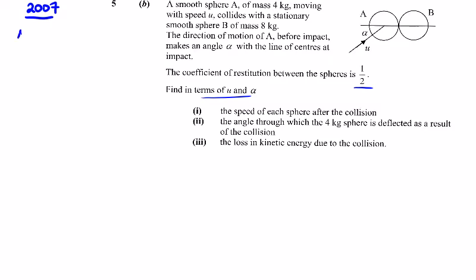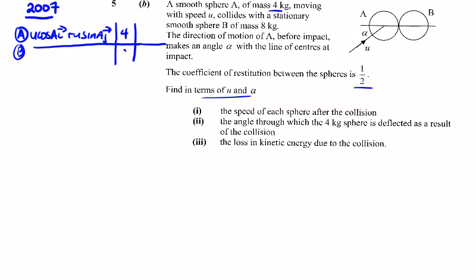So let's set up our initial speeds. We have spheres A and B. A has u cos alpha in the i direction plus u sin alpha in the j direction, and its mass is 4. B has mass 8, and it's stationary, so it's 0 in the i plus 0 in the j.